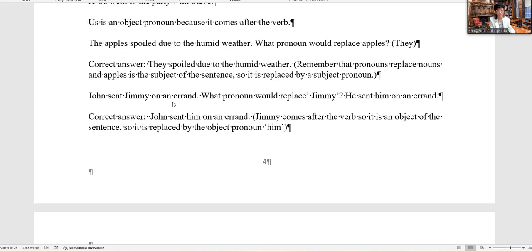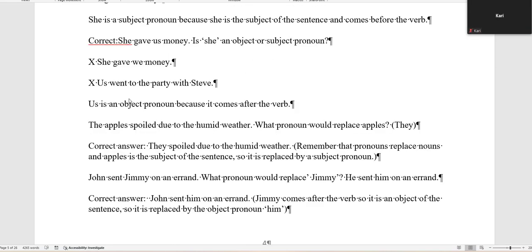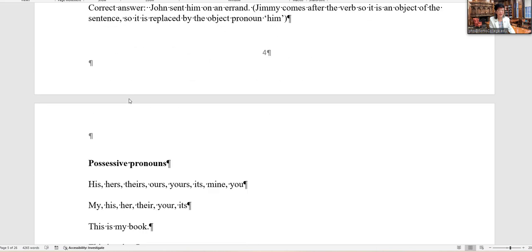John sent Jimmy on an errand. What pronoun would replace Jimmy? Would it be him or he? John sent him. Him, right. So Jimmy, is that an object pronoun or a subject pronoun? Object pronoun, because Jimmy is the object of the sentence. All right, so that's it for subject and object pronouns. You got that?